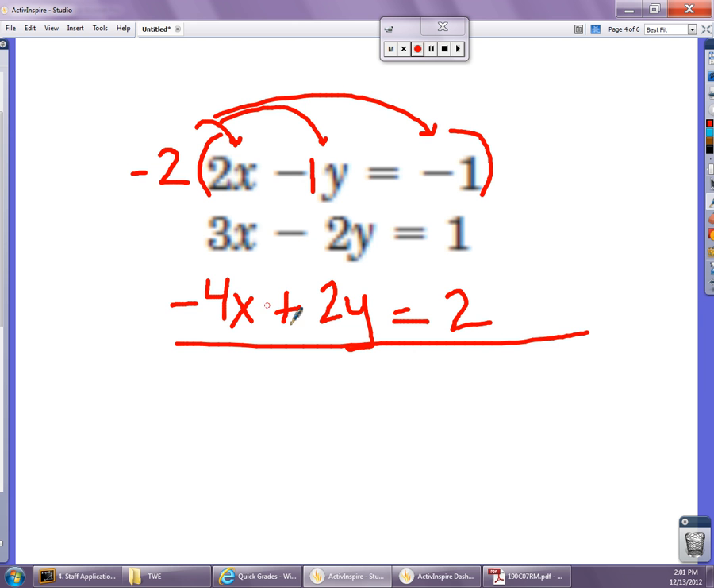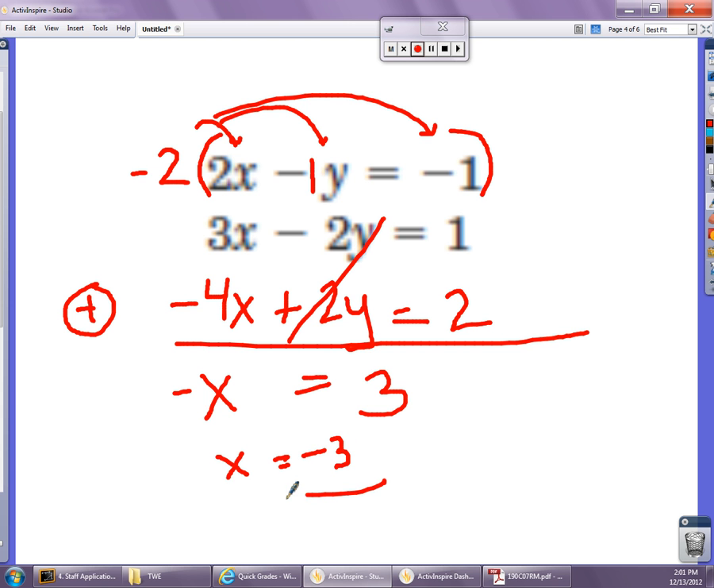Right here, I have a negative 2y and a positive 2y. So now that I have opposites, I'm ready to eliminate by adding the two equations together. 3 plus negative 4, negative x. This eliminates. 1 plus 2 is 3. And then I divide both sides by negative 1, and you end up with negative 3.